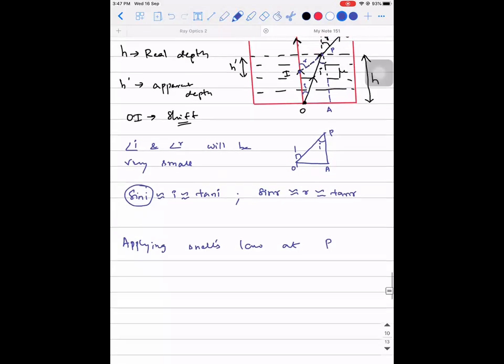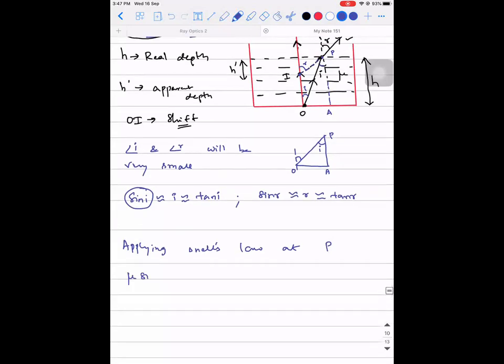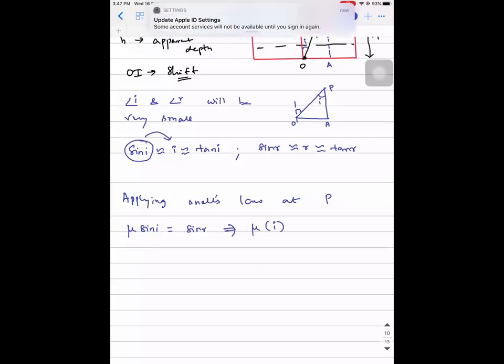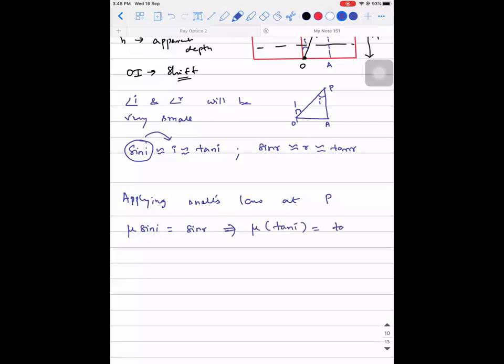So applying Snell's law at point P, mu into sin I will be equal to sin R. Accepted? So refractive index into sine of the angle of incidence is equal to sine of angle of refraction, right? Which implies mu into, when it is approximated, sin I can be written as I, or I can also approximate it to tan I, will be equal to tan R. What is the reason for it? You already know this, right?